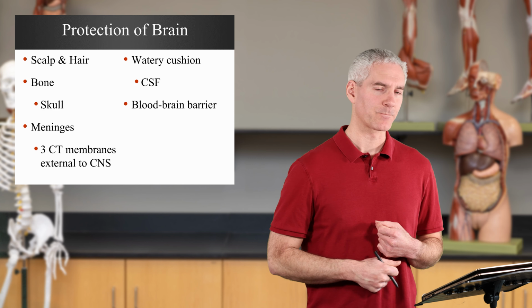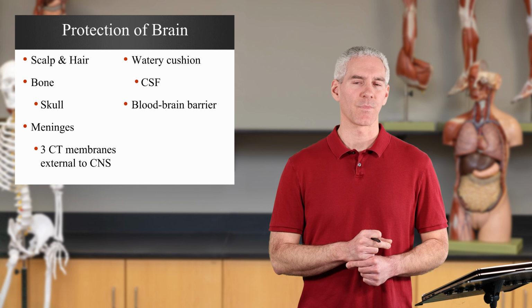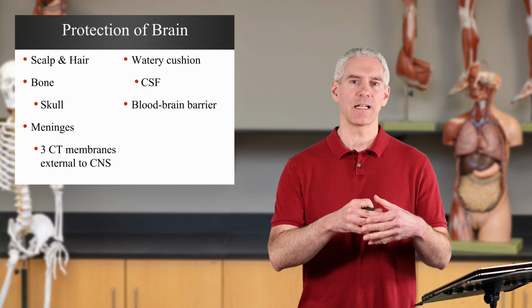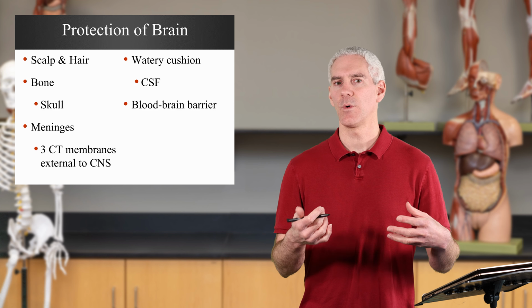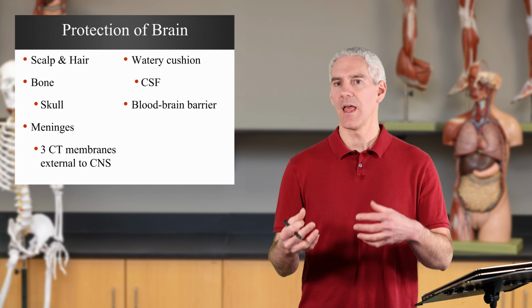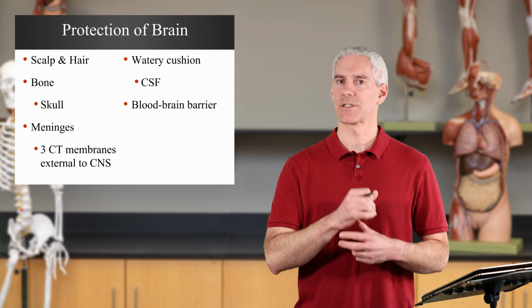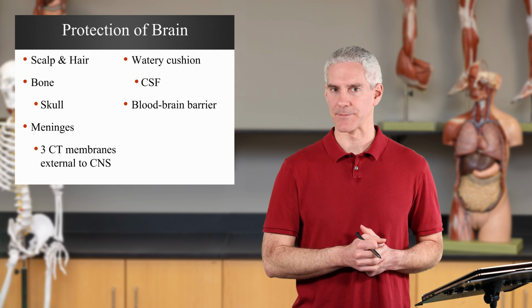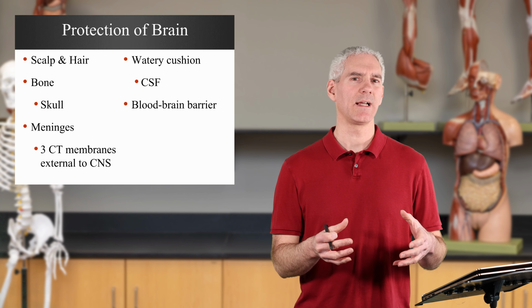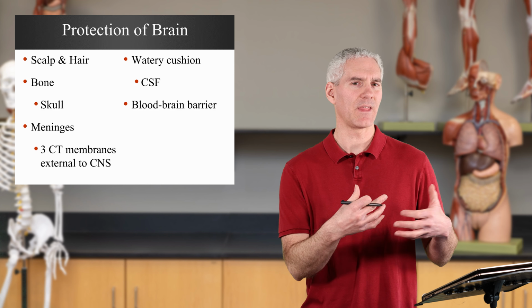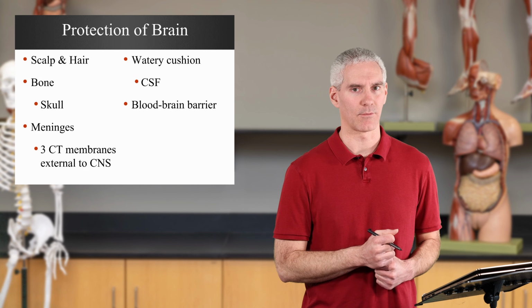And then we have this blood-brain barrier. The blood-brain barrier is actually a set of membranes that's going to take the blood and allow only certain things to pass through into the blood flow for the brain. It's a way of trying to make sure that you're keeping things out and only letting certain things in around the brain.